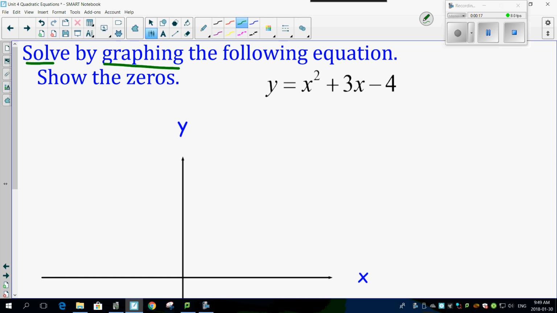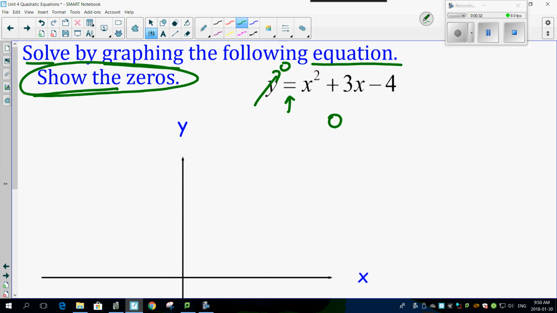Okay, so solve by graphing the following equation. It is an equation because it has an equal sign. But the most important thing is it says to show the zeros. So in order to show the zeros, that in fact has to be 0. Right? So I'm going to rewrite this equation as 0 equals x squared plus 3x minus 4.